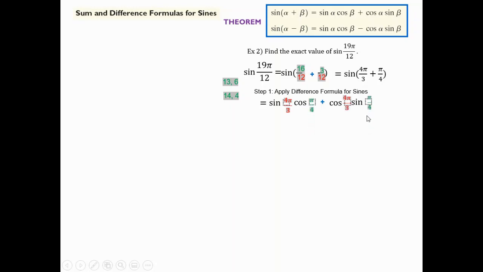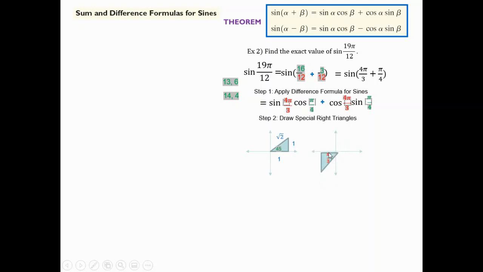Okay, so now guess what we're going to do next as step 2? We're going to use our special right angle triangle to work this out. So we're going to draw this out. 45 degrees is the green angle, which is pi over 4. 1, radical 2. Pi over 3.